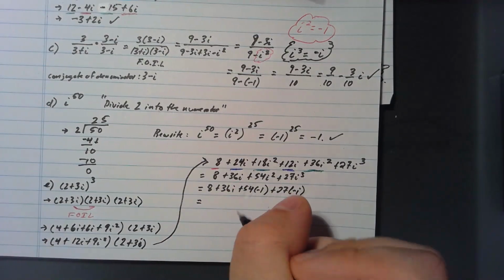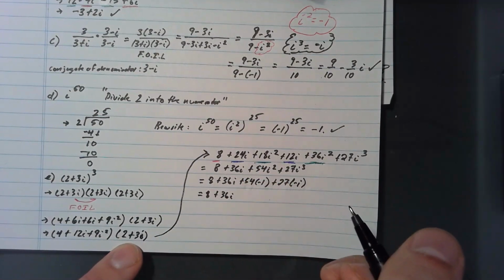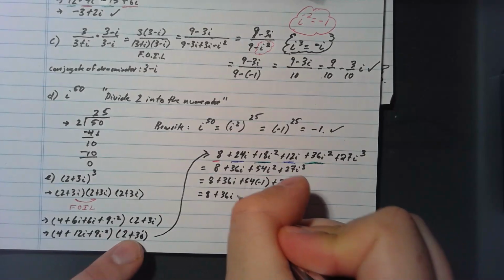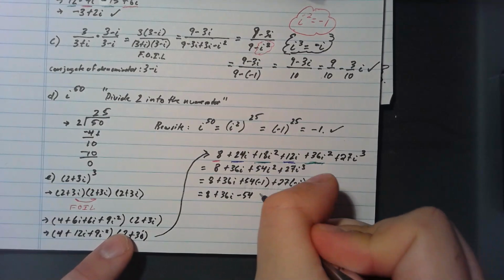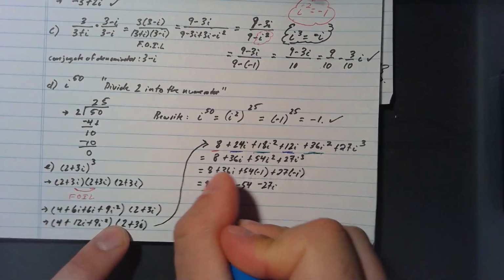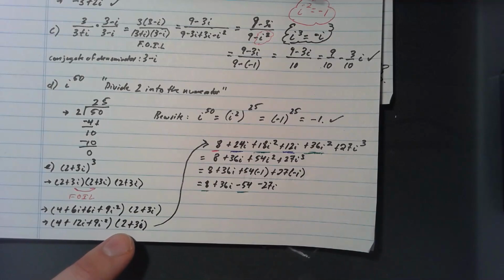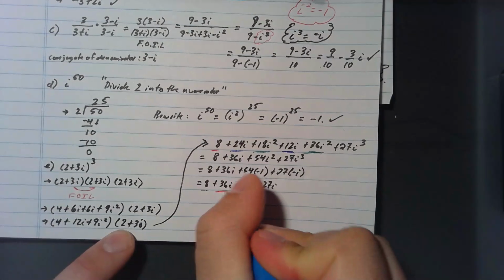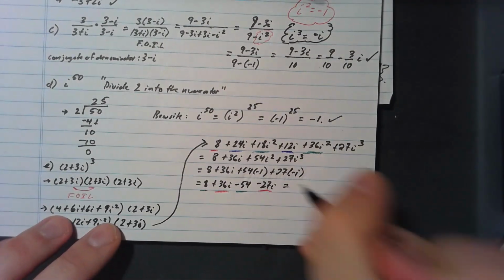Alright, so what I'm going to have is 8 plus 36i minus 54, right? And I'm going to have minus 27i. So I have two more like terms to combine. Alright, so I have 8 and -54, and I have 36i and -27i. So when I combine them together, what do I get?